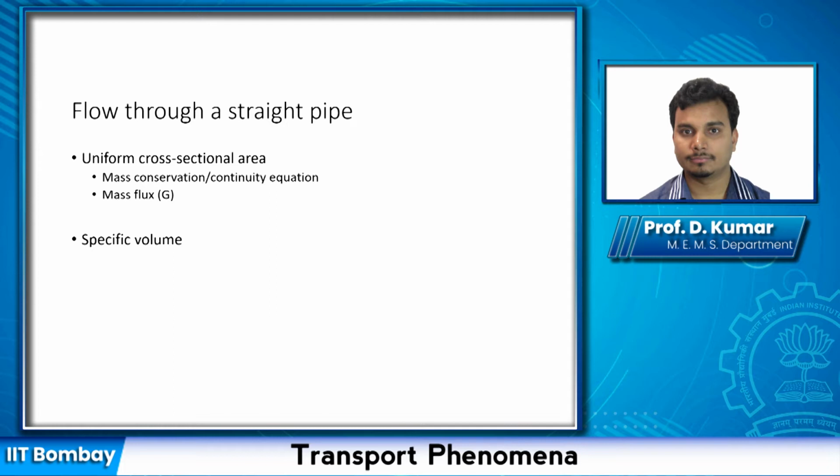Okay. So now we'll start with flow through a straight pipe, and the pipe has uniform cross-section area. So you have some conditions here: P1, rho is the density, and T is temperature, and here you have some P2. Here velocity could be V1, and here velocity could be V2.